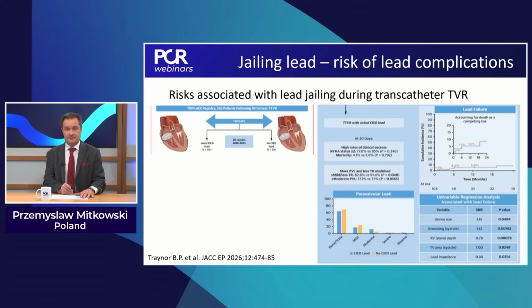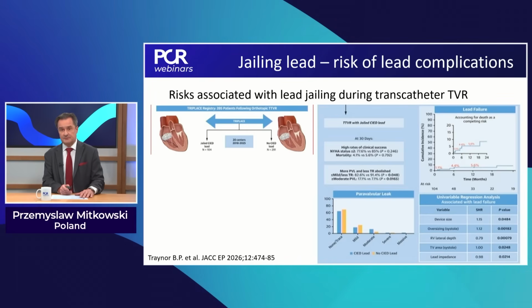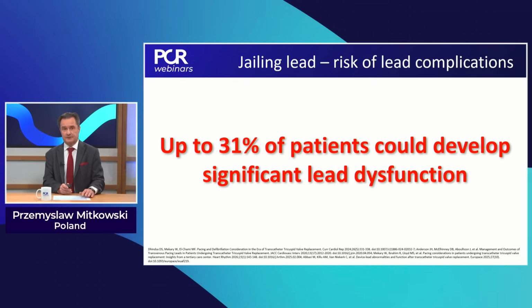Here we have one of the latest papers on the likelihood of lead malfunction over a period of 12 months. It is less than 6%, but for this 6%, it could be a very important condition. In other papers, they report even up to 31% of significant lead dysfunction.